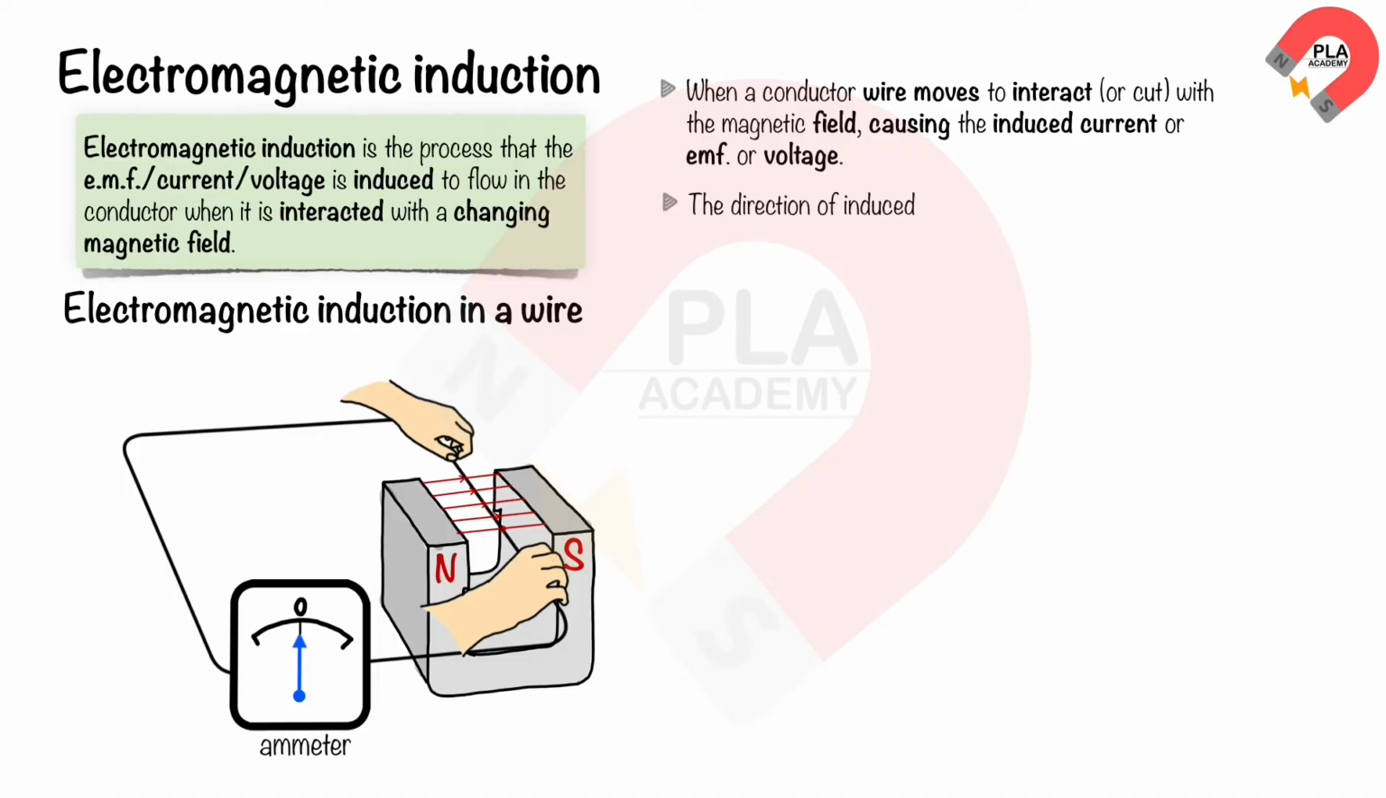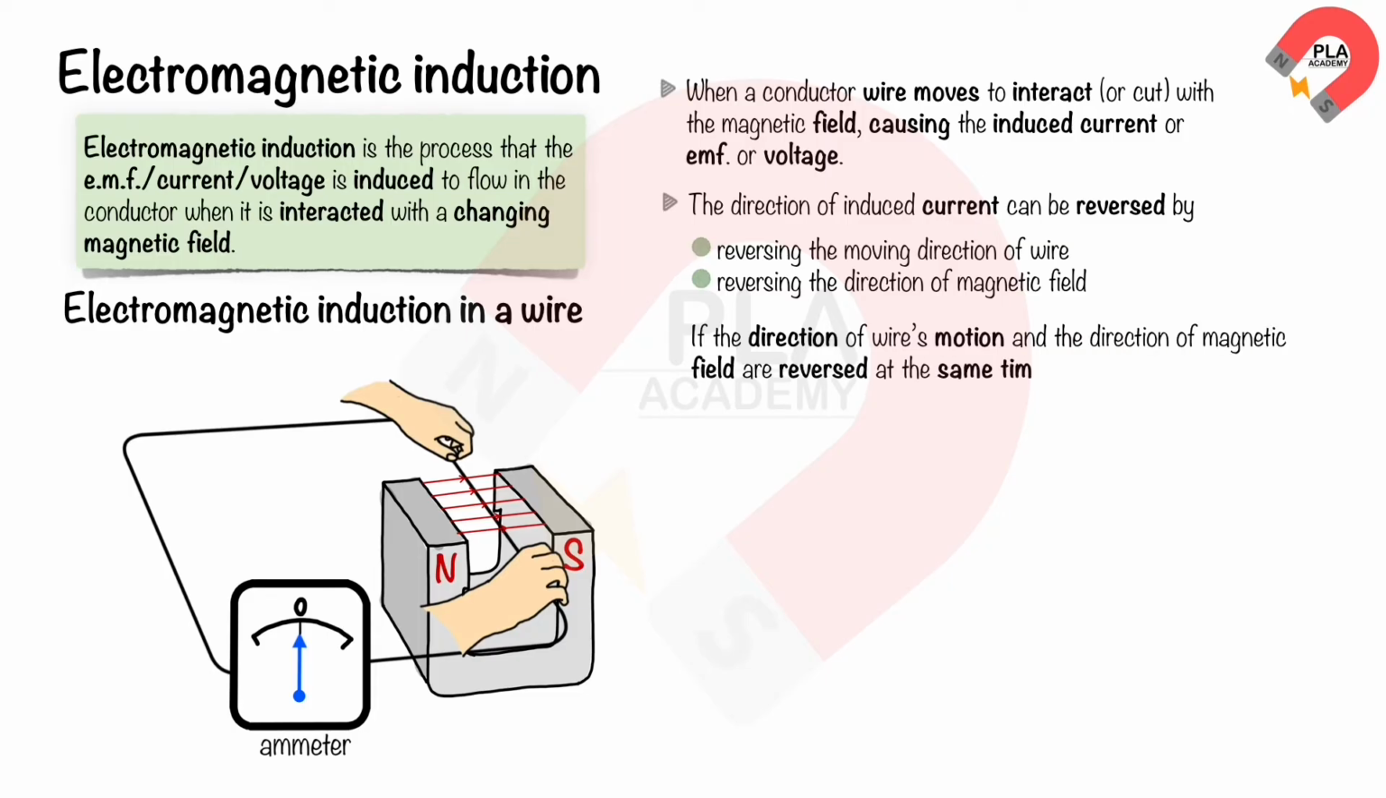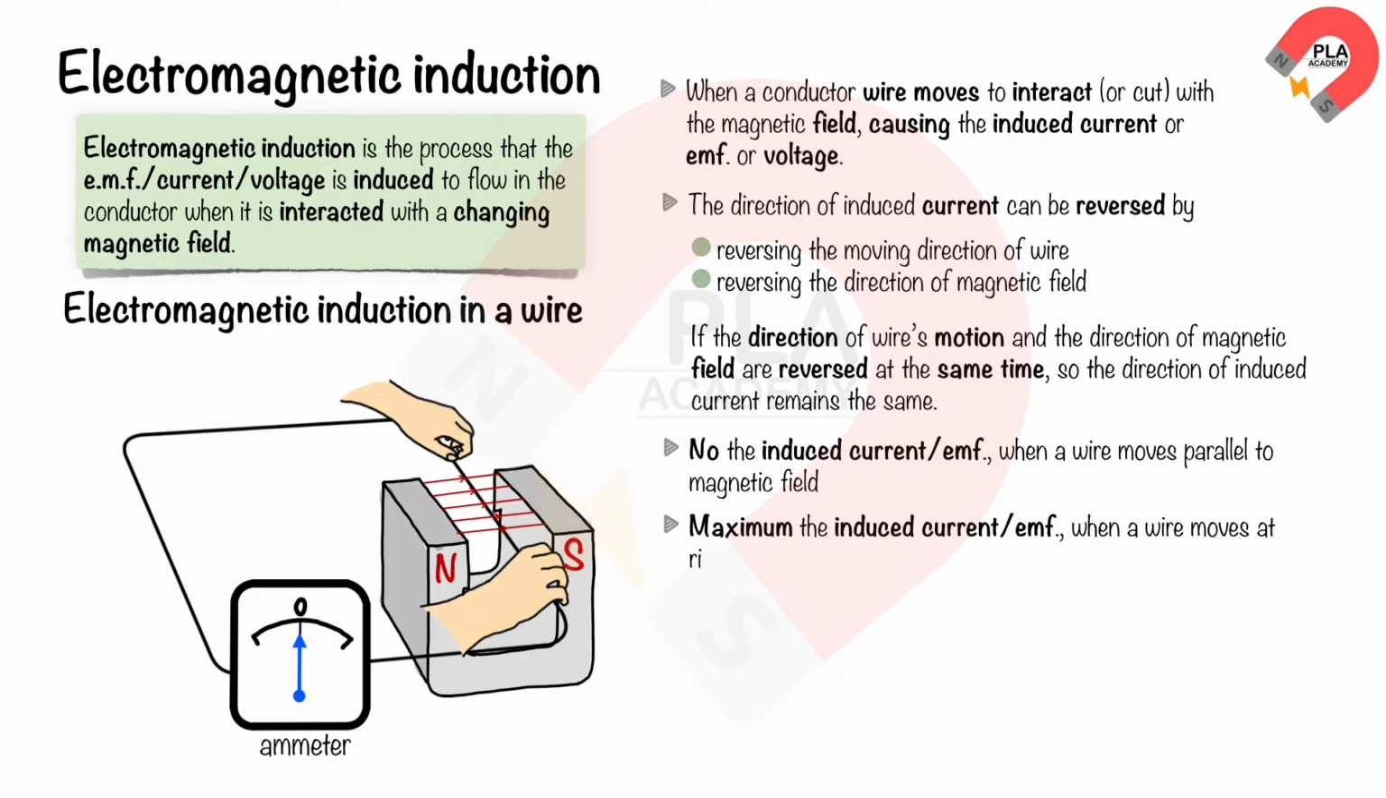The direction of induced current can be reversed by reversing the moving direction of the wire, or reversing the direction of the magnetic field. If the moving direction of the wire and the direction of the magnetic field are reversed at the same time, the direction of induced current remains the same. There is no induced current when the wire moves parallel to the magnetic field. Maximum induced current occurs when the wire moves to interact at a right angle to the magnetic field.